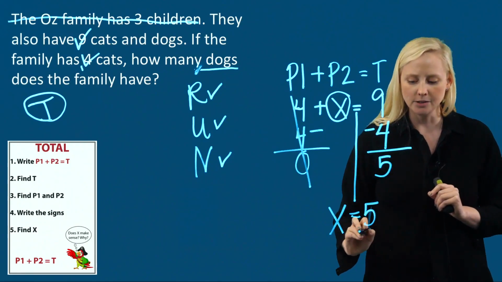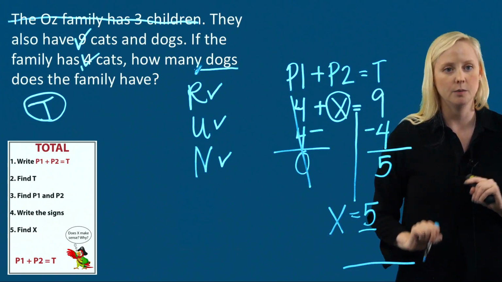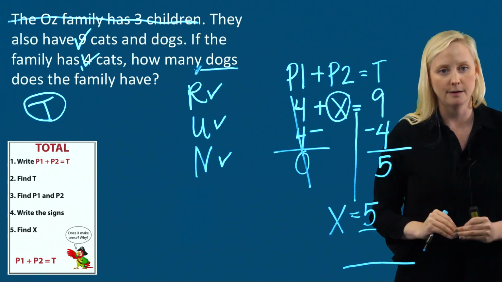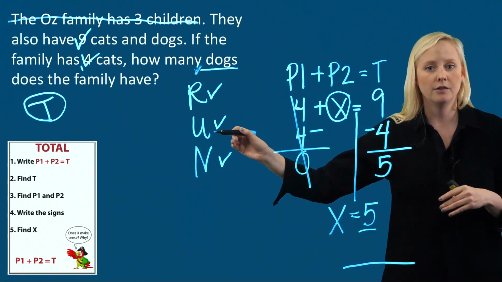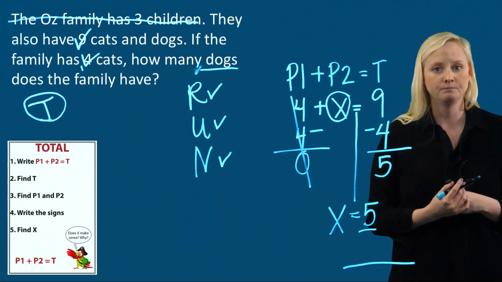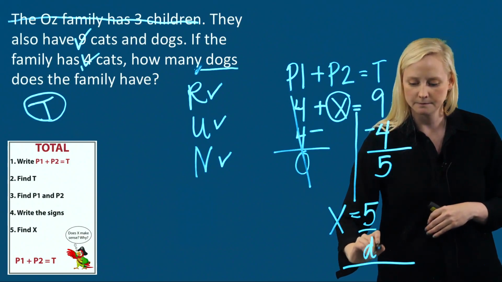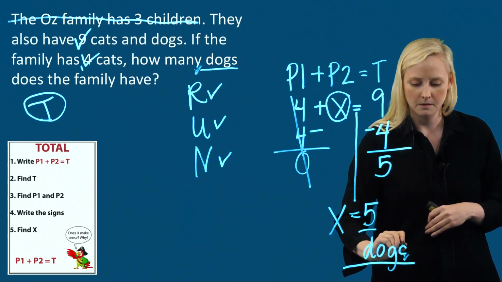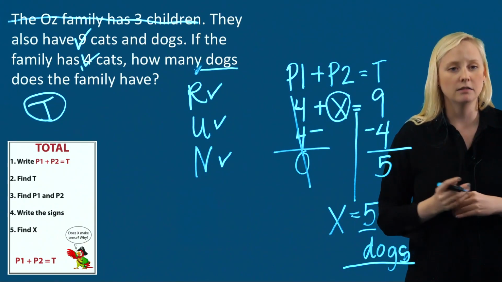I have my number answer, but I'm not finished. I also need a label answer. We don't want our numbers to be lonely. Every answer needs to have a number and a label. In this problem, I can just look to see what I underlined under the U in our RUN poster. I underlined dog, so I know our label is going to be dogs. I have our number answer and our label answer.